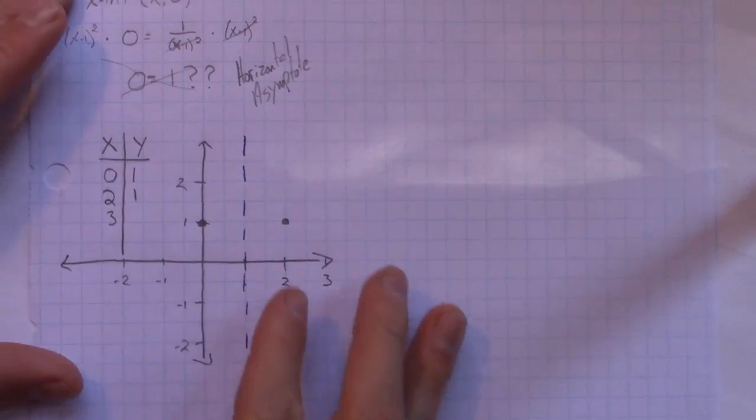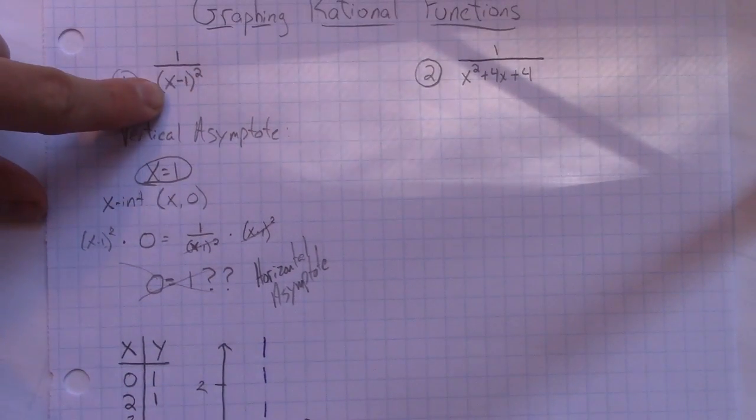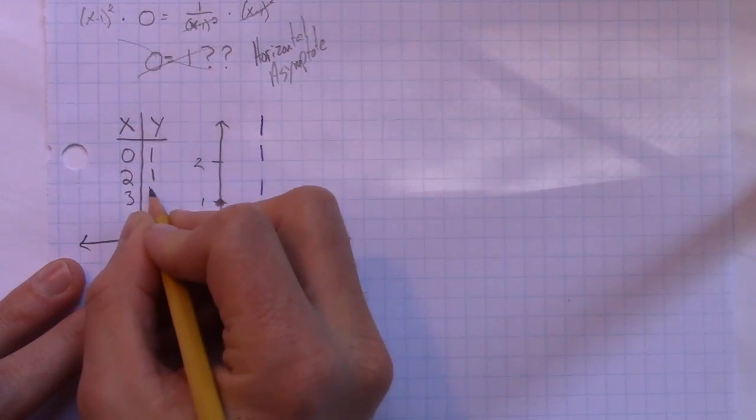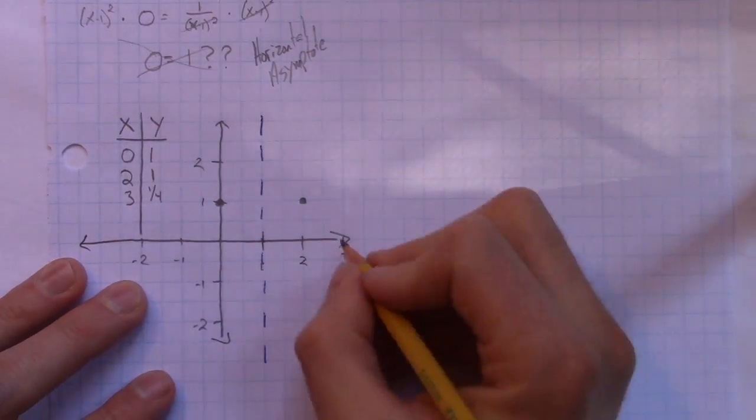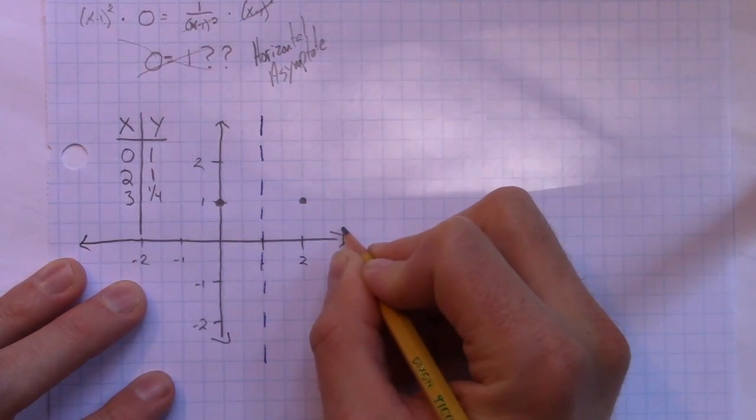Well, I plug in 3 there, I get 1 over 3 minus 1. 1 over 3 minus 1 is 2. 2 squared is 4. So that's what, 1/4? 1/4. Okay, so at 3, it's 1/4. Here's 1, so that's a half. This must be 1/4 right there.